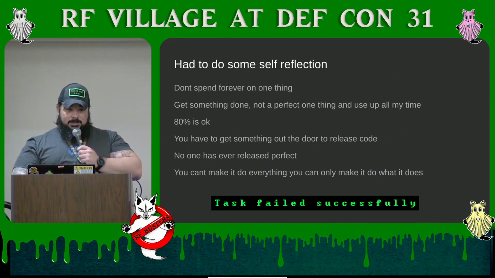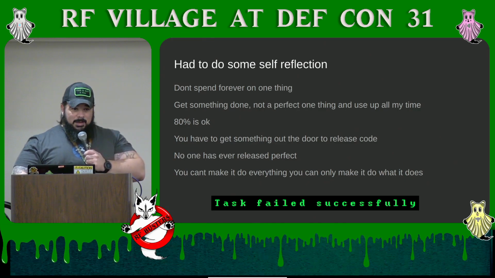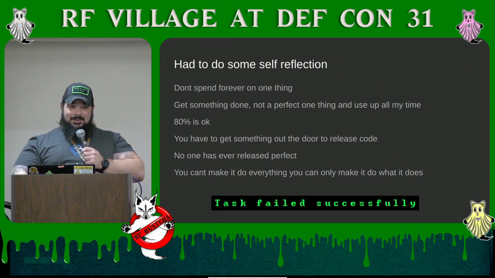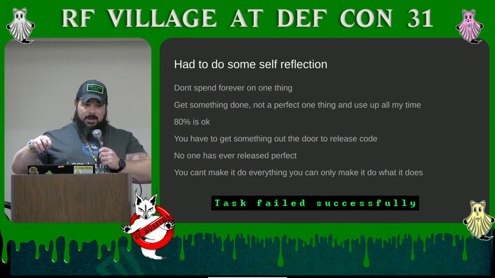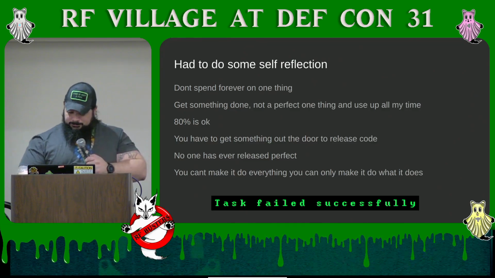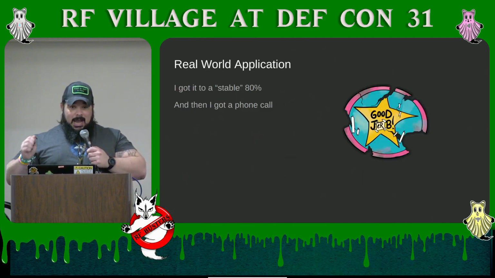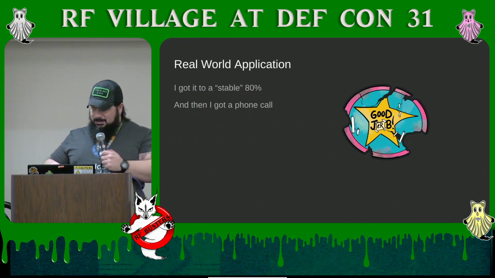An 80% solution. No one has ever released perfect code, software, operating systems, video games. I mean, every single video game that you've ever gotten recently has a day 1 patch. Nobody ever releases perfect, so I had to have a talk with myself. I'm not going to have the perfect profile the second I release it to GitHub. So I got it to 80%. I was very confident that I had it in a great place.